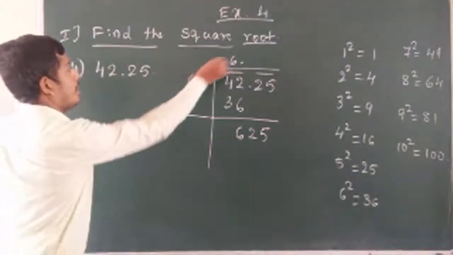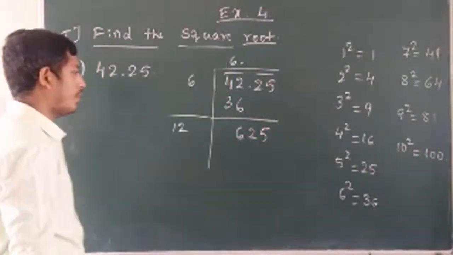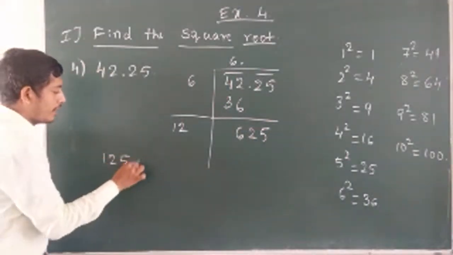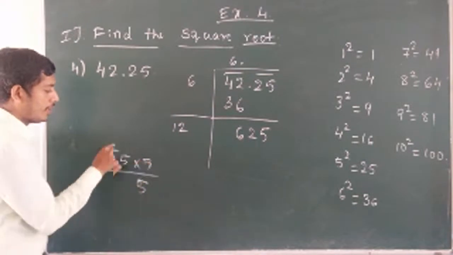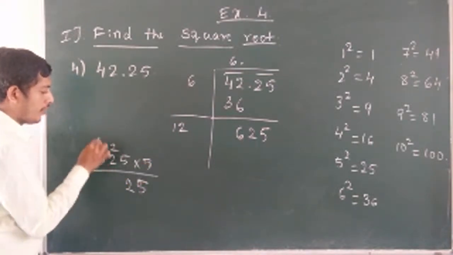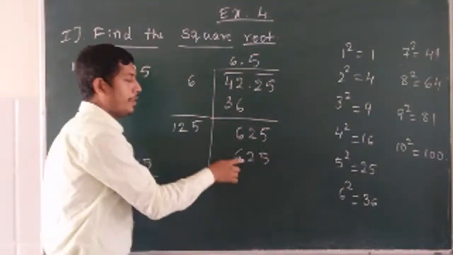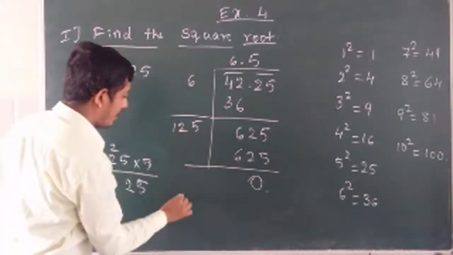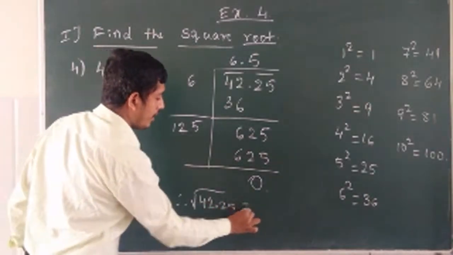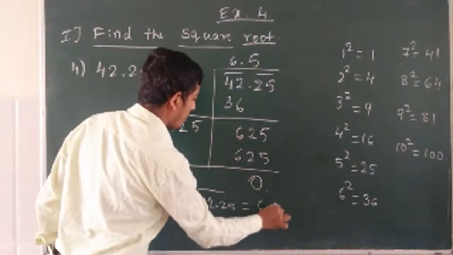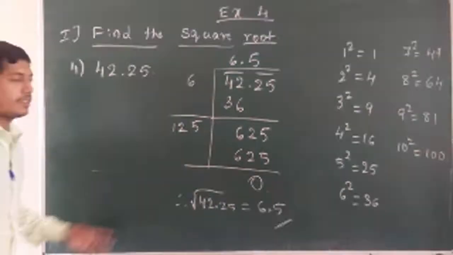Then 6 plus 6 how much? It is 12. Now last digit is 5, that is 25. 125 into 5. 5 5s are 25. 5 2s are 10 plus 2, 12. 5 1s are 5 plus 1, 6. 625. 125 into 5 is how much? 625. So remember this. Therefore, square root of 42.25 is equal to 6.5. Just look at the steps.